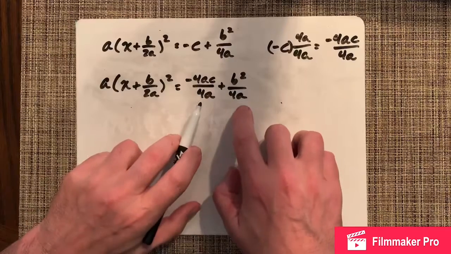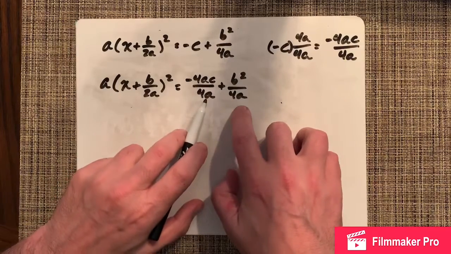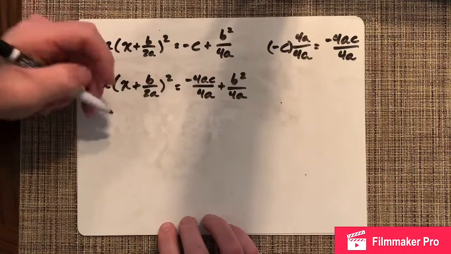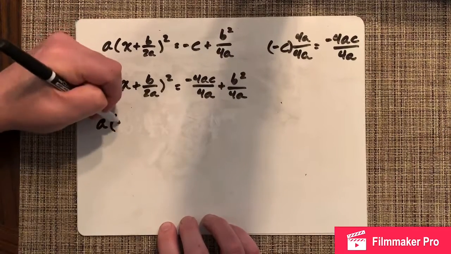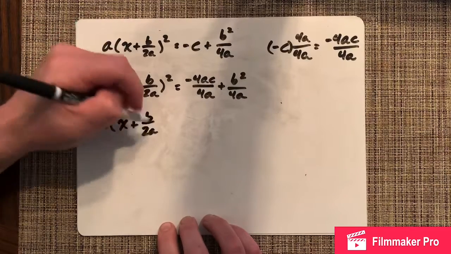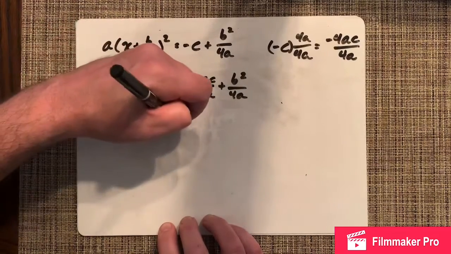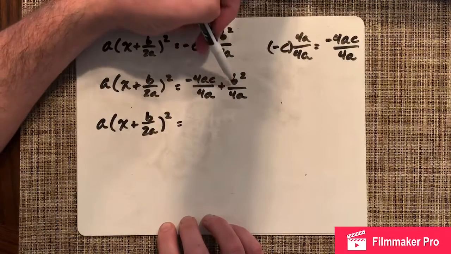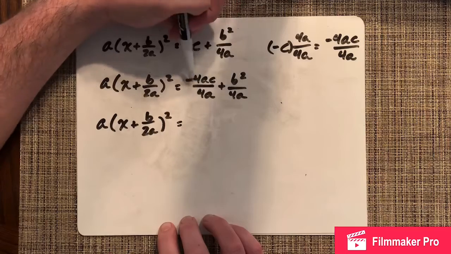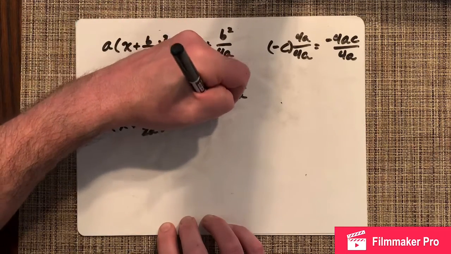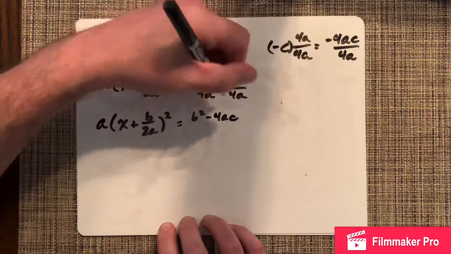These two terms now have a common denominator, so they can be added together, and you can combine the two numerators. And so what I'm going to do is I'm going to say a times x plus b over 2a squared equals, normally the b squared would come first. I can write b squared minus 4ac. That's fine. B squared minus 4ac over my 4a.